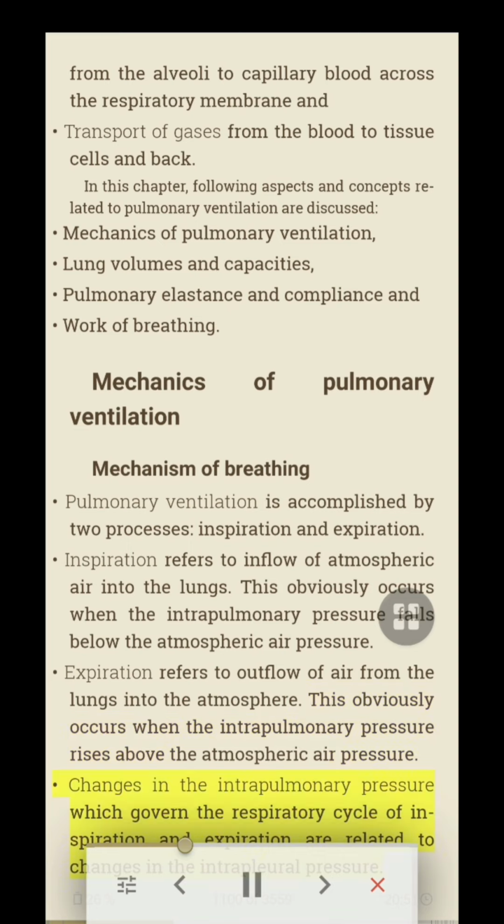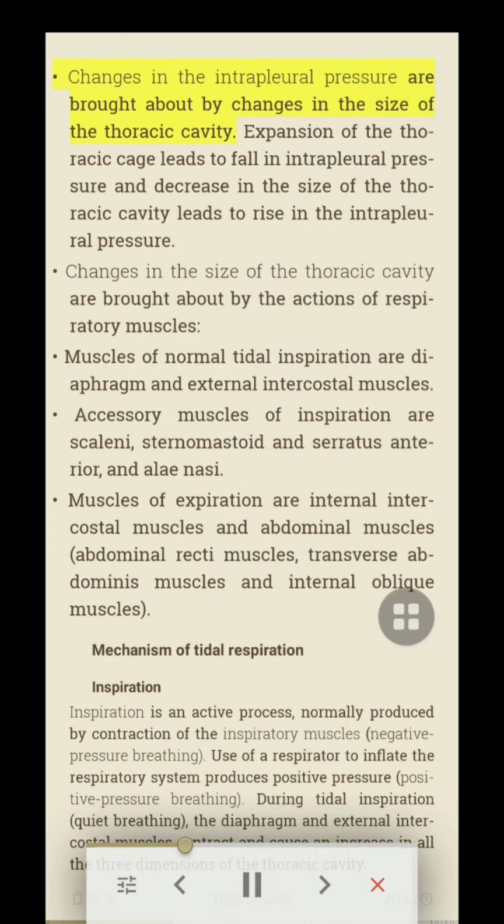Changes in the intrapulmonary pressure which govern the respiratory cycle of inspiration and expiration are related to changes in the intrapleural pressure. Changes in the intrapleural pressure are brought about by changes in the size of the thoracic cavity. Expansion of the thoracic cage leads to fall in intrapleural pressure, and decrease in the size of the thoracic cavity leads to rise in the intrapleural pressure. Changes in the size of the thoracic cavity are brought about by the actions of respiratory muscles.